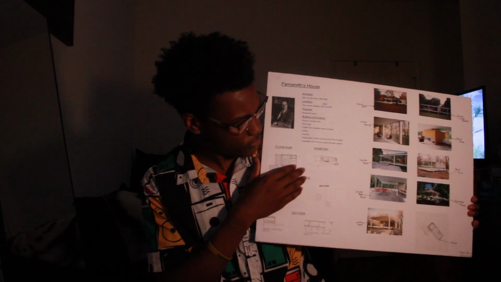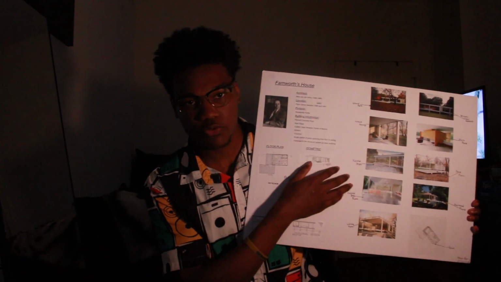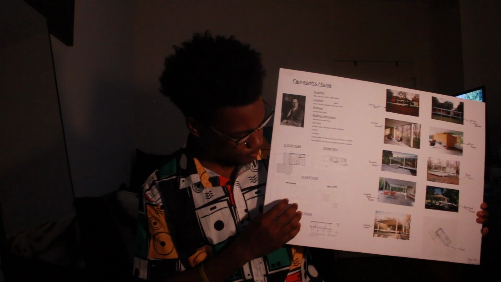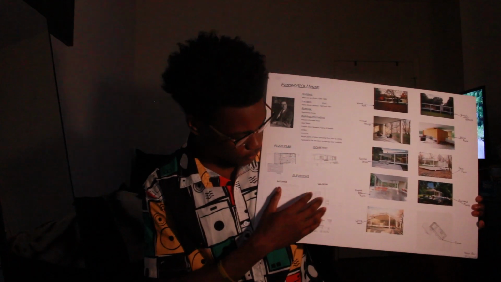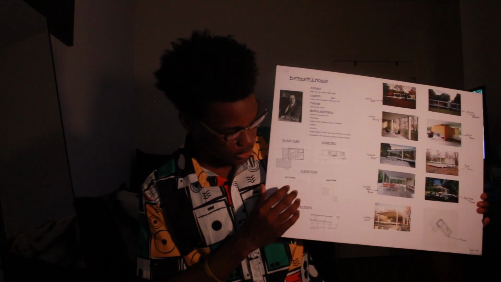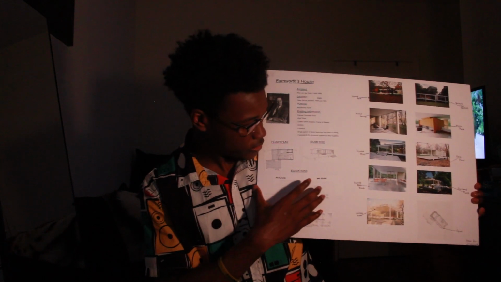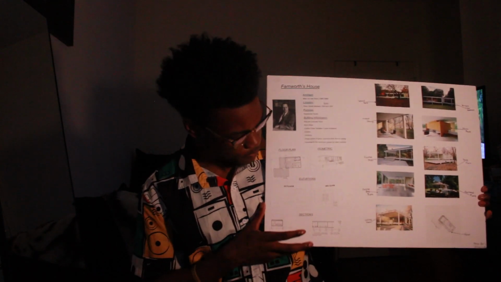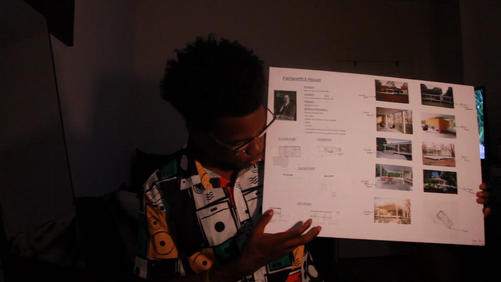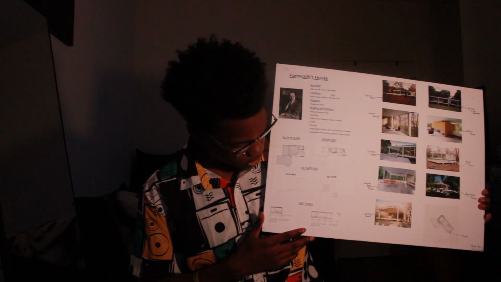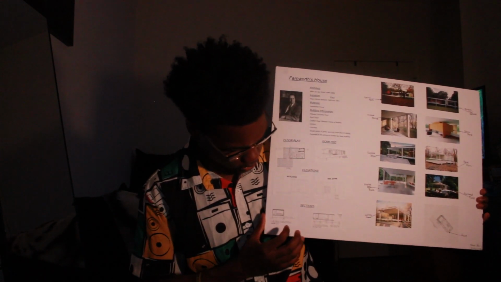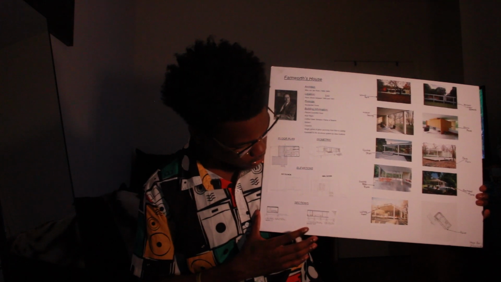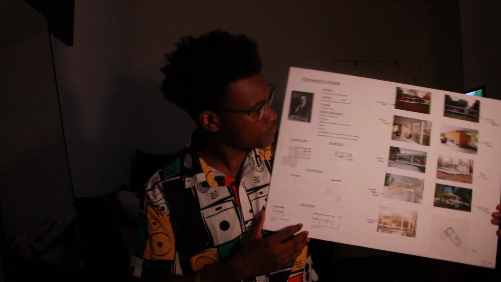So right here you have the isometric view of the home. Right here you have the different elevations. I sketched out the east elevation as well as the north elevation. Right here I'm showing the different sections. I printed these out, the cross section and the longitudinal section of the home.